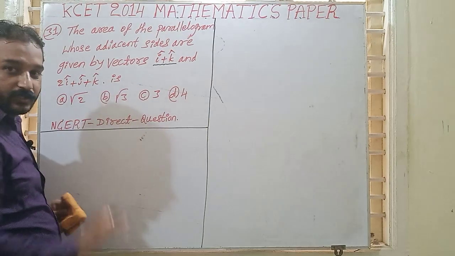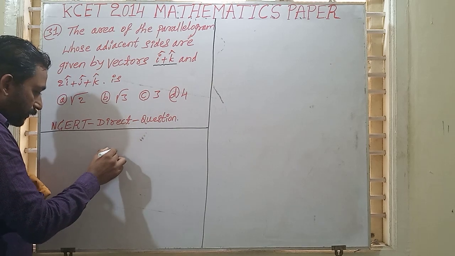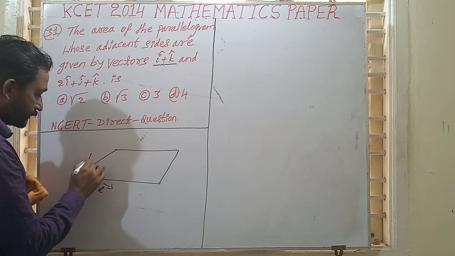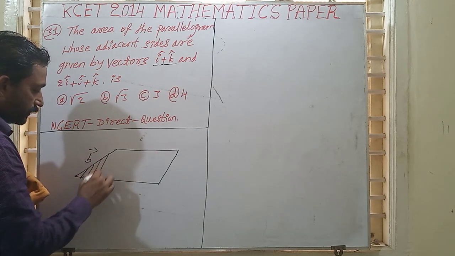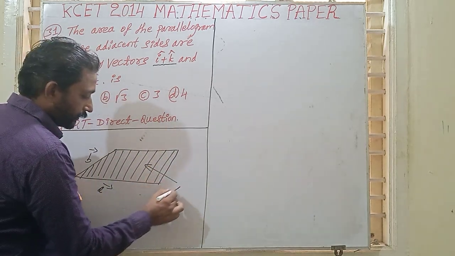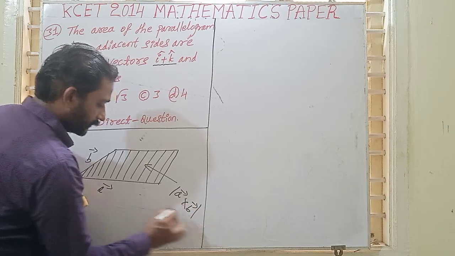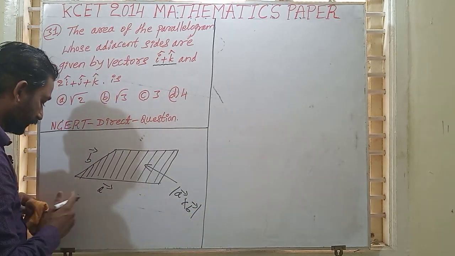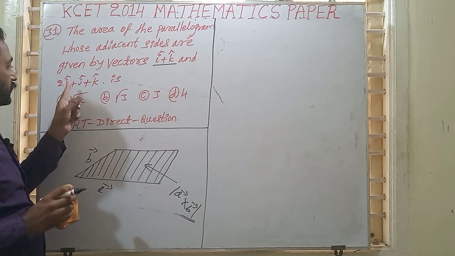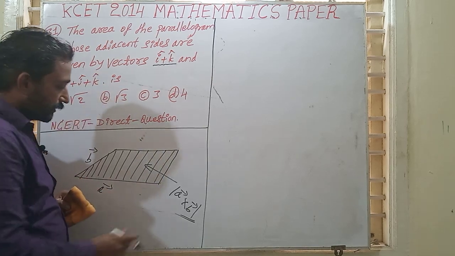This is an NCERT direct question. Already well known about area of the parallelogram. So area of the parallelogram means what? This is a parallelogram, one adjacent side A, another side B. This is the area, and this area is the magnitude of A cross B. So using the formula, first we have to find A cross B and then find the magnitude of A cross B. This is an NCERT direct question without change of numerical value. KCET asks this question, so solve it by using the formula.